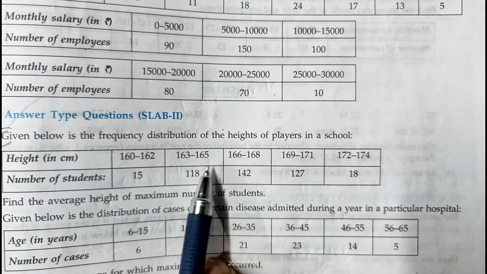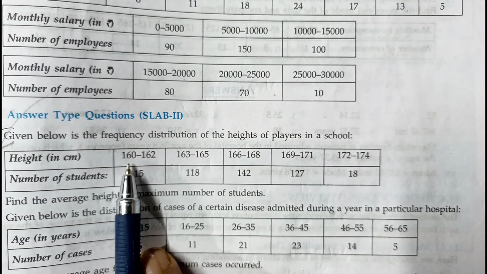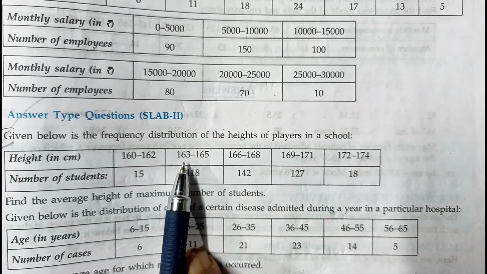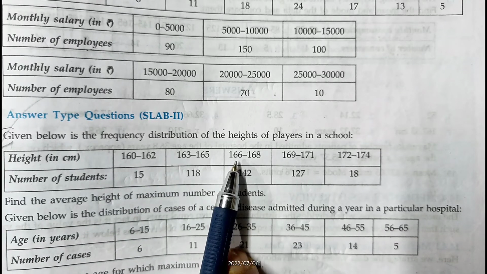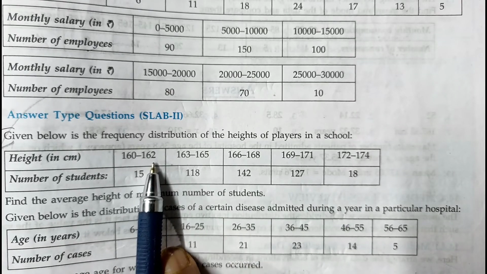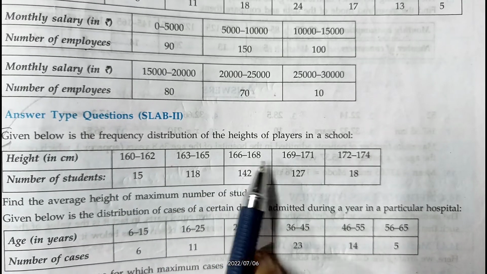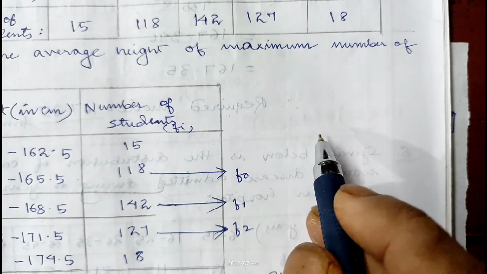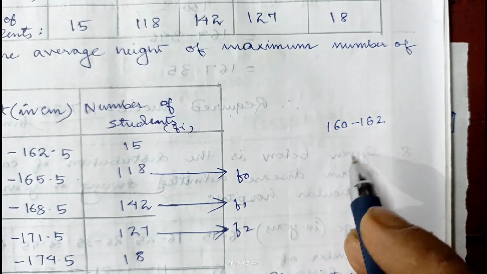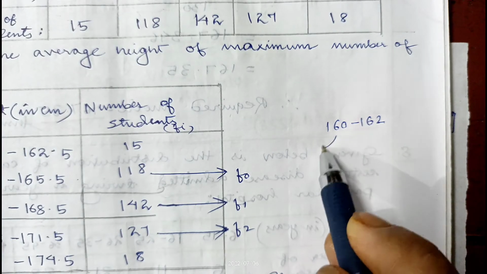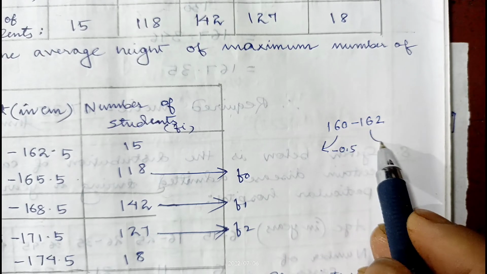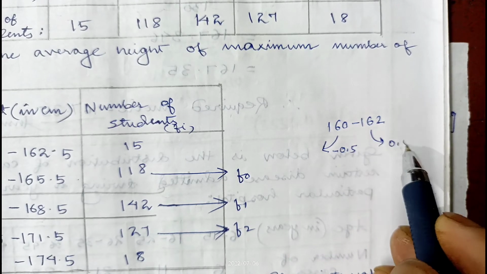To make this table continuous, we have to subtract the conversion factor from each lower limit like 160, 163, 166, and add the conversion factor to the upper limits like 162, 165, 168 and so on. The first class interval was 160 to 162. Since we have to make it continuous, we subtract 0.5 from the lower limit and add 0.5 to the upper limit.